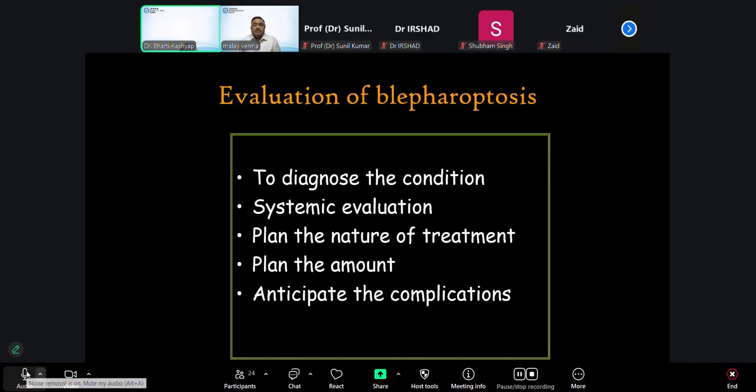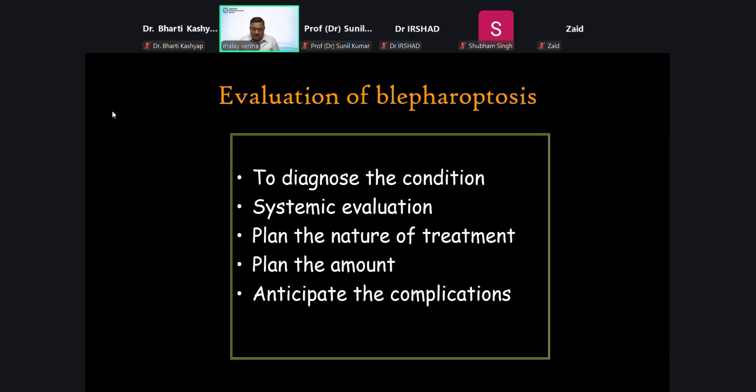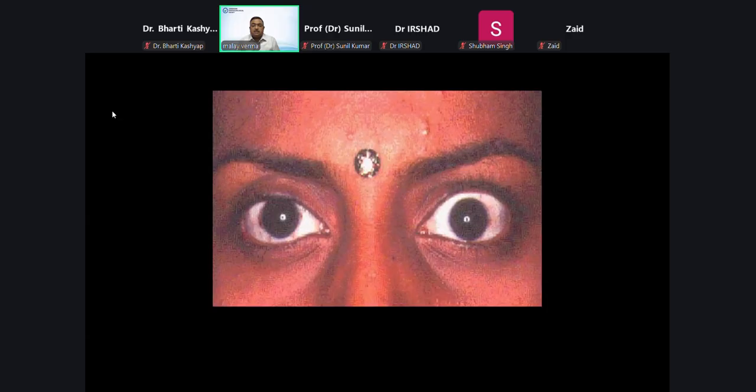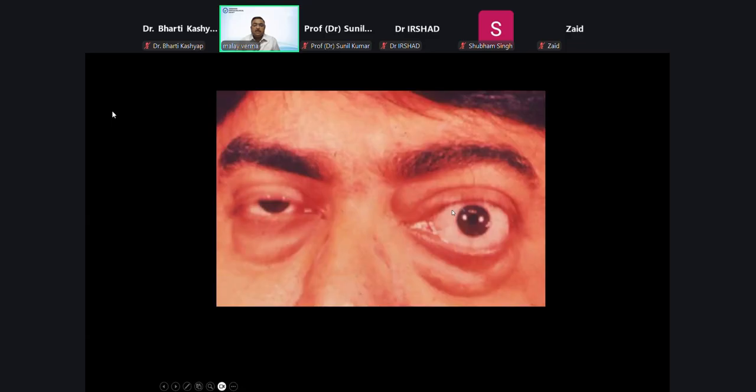So, evaluation of ptosis, the main points are we need to diagnose the condition, we need to do systemic evaluation, and then we need to plan the treatment. So, first is to rule out pseudoptosis. Like in this case, there is a lid retraction on the other side. That is why this eye looks a little bit of ptosis. And in this case, there is proptosis, but there is a little ptosis also on this side.